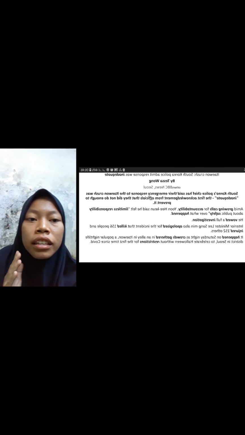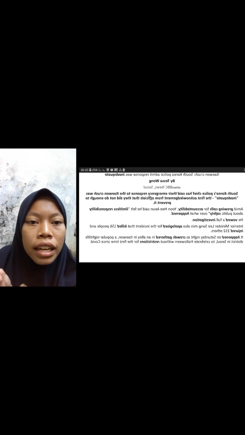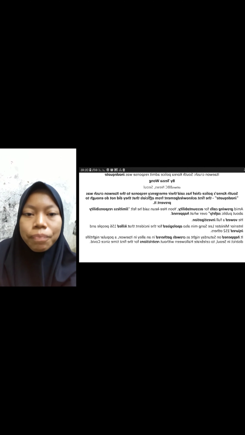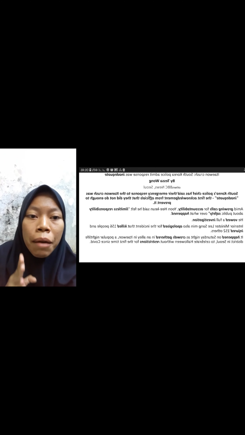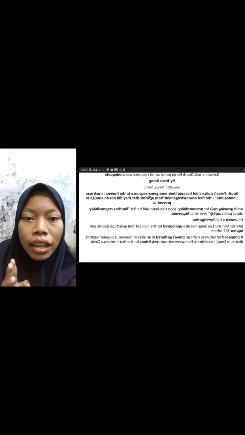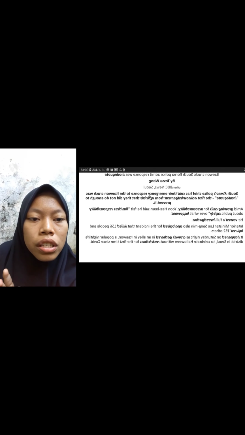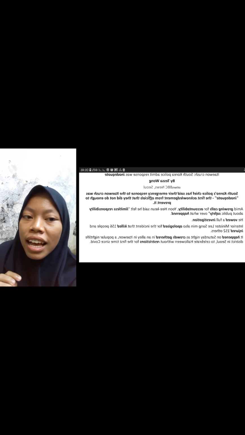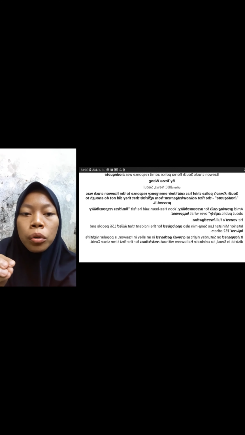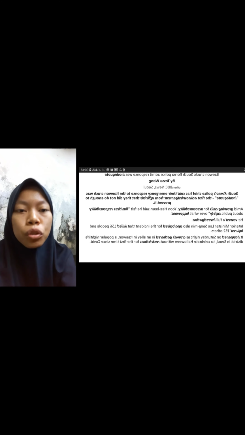And the next is killed. Killed is an inflectional morpheme. Ed in this word shows that the action happened in the past. And the next is happen. Happen is an inflectional morpheme. Ed in this word shows that the action happened in the past. And clothes. Clothes is an inflectional morpheme, as this word shows the plural from singular to plural.